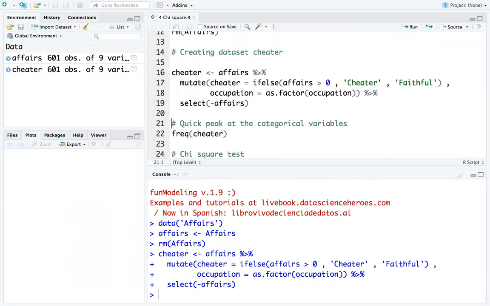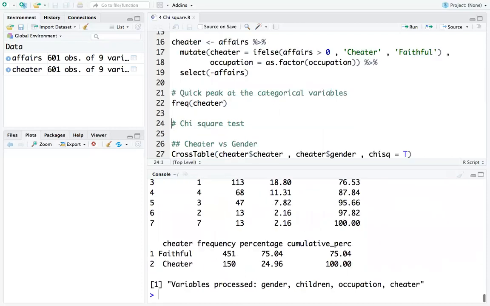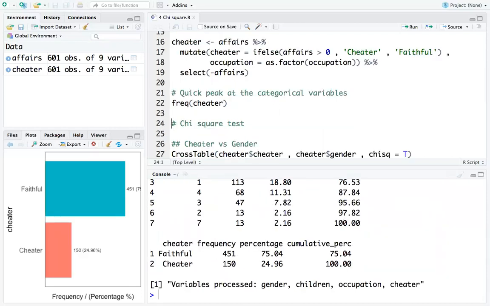So here I'm creating my variable cheater. And today I actually decided to not make it a 0-1 variable. I'm calling it cheater and faithful, okay? Occupation I'm making a factor. You don't have to for the G models, but it's a good practice to do if it's categorical.